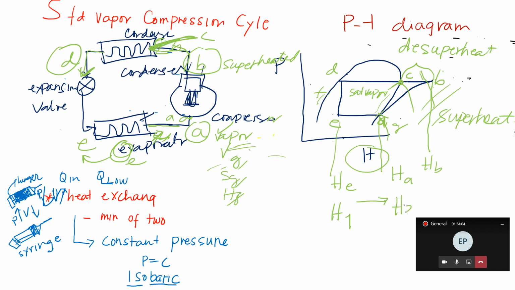Pwede nating sabihin na H2. Okay? Pag kinompress siya, lalo pang tataas yung pressure at lalo pang tataas ang temperature. So, pwede nating sabihin, gawing notation to ay H3.